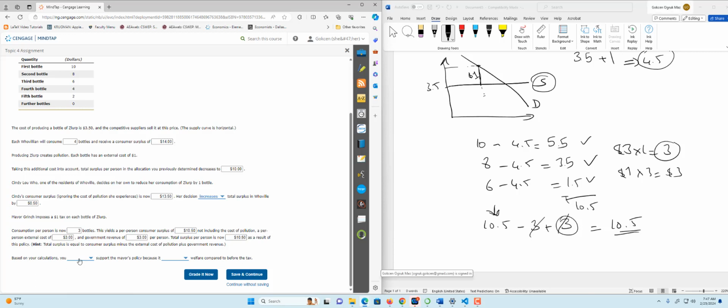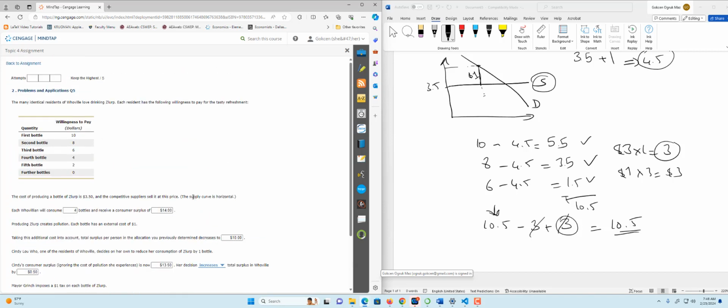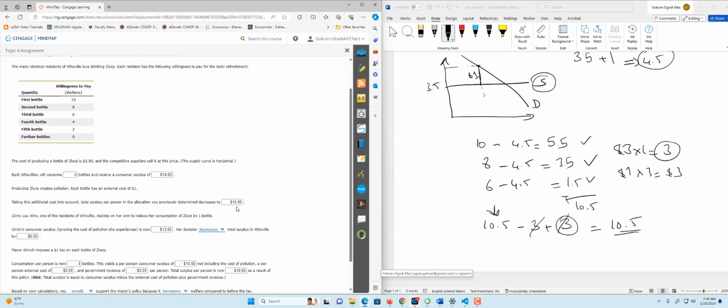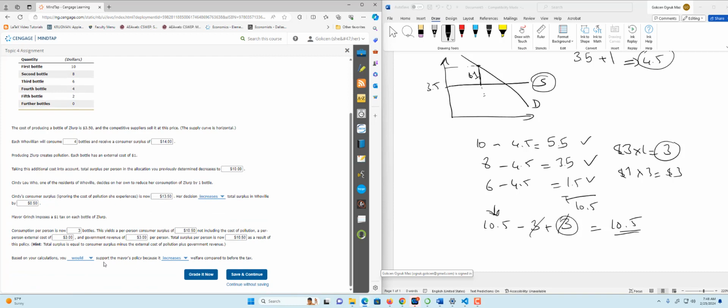And based on your calculations, you would support the mayor's policy because it increases welfare compared to before the tax. So we know that before the tax, each person has $10 of consumer surplus. $14 minus the $4 of external cost, $10. But because of this policy, now the welfare increases to 10.5. So this is how you're going to solve this question. I hope it will be helpful for you to continue with different versions of the same question.